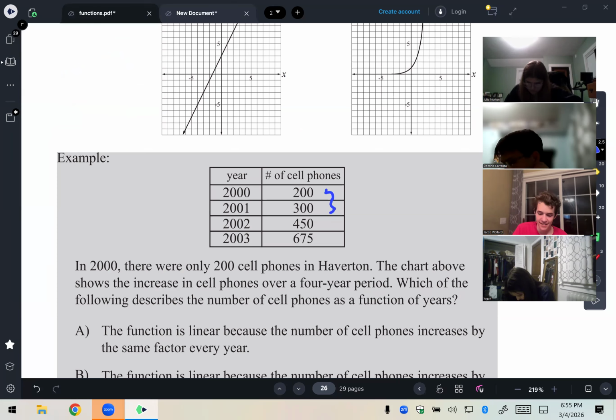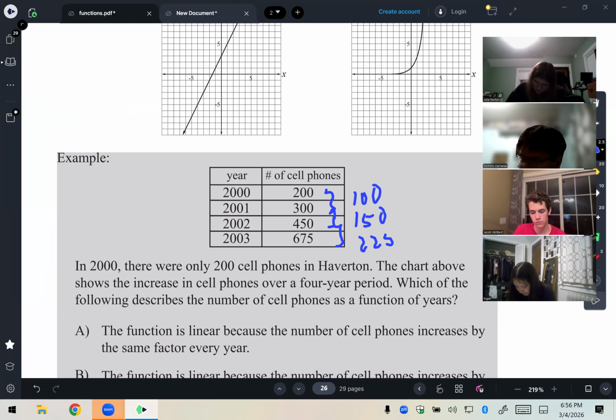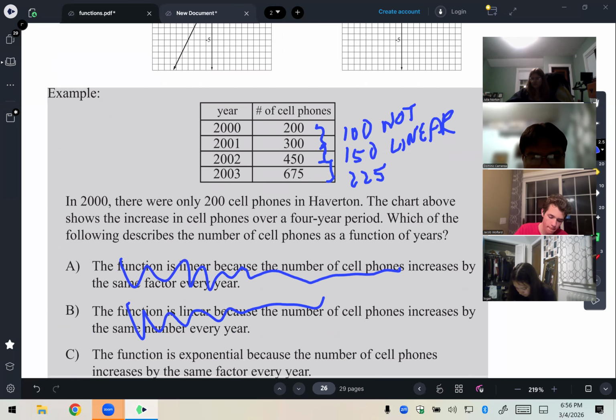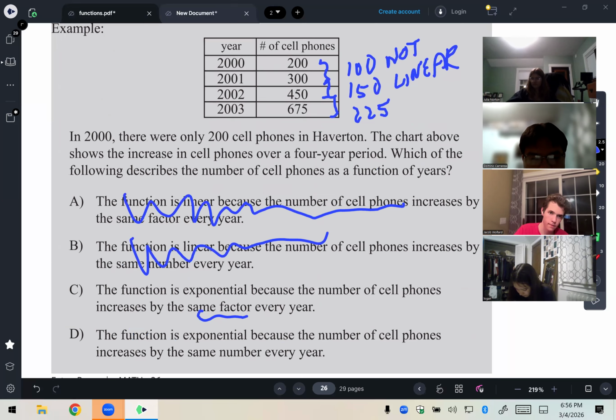So you see here we're going up 100. Here we're going up 150. And here we're going up 225. So it's not linear. So let's look at the answer choices. Then we'll try some in the book. The function's not linear, so we know that's not true. Is it exponential? Because they increase by the same factor? Yes. So it's C. Does that make sense for everybody? Okay, good.